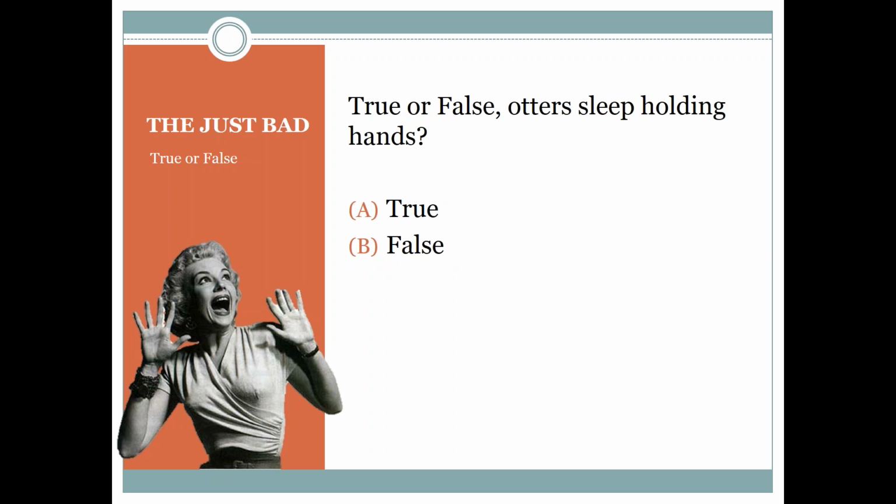Next is true or false. The reason we try to avoid true or false is you're already giving a candidate a 50% chance of passing the item. If you had an examination that had all true or false questions, every single candidate statistically has a 50% chance of answering every single item correct.